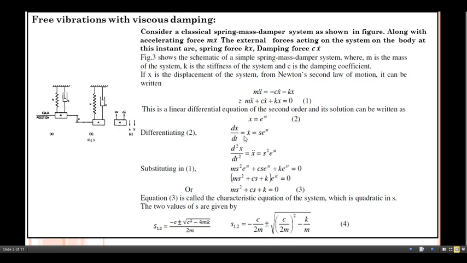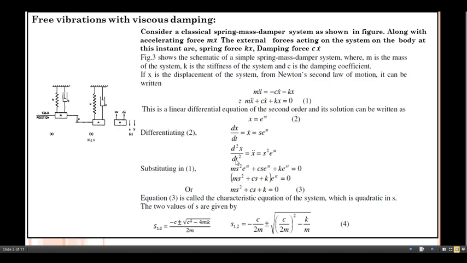Now differentiate this equation with respect to time t. So dx by dt, which we can replace by x single dot, indicates the velocity. The derivative of e raised to st with respect to time t: e raised to st remains as it is, and the derivative of st is s. So simply dx by dt equals x single dot equals s into e raised to st. Now again take the derivative of this term.